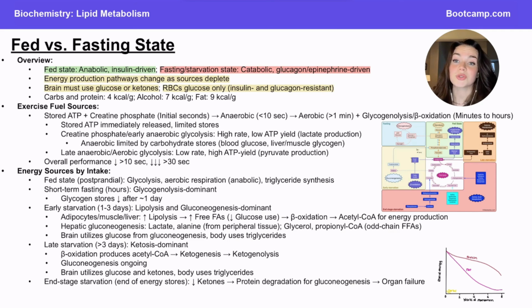And different energy sources have different efficiencies as to how much energy they can actually give you. And every once in a while on the STEP exam, they'll give you a weird macronutrient calculating question. So I would actually commit these numbers to memory. Carbs and protein give you 4 kilocalories per gram. Alcohol gives you 7 kilocalories per gram, and fat gives you 9 kilocalories per gram.